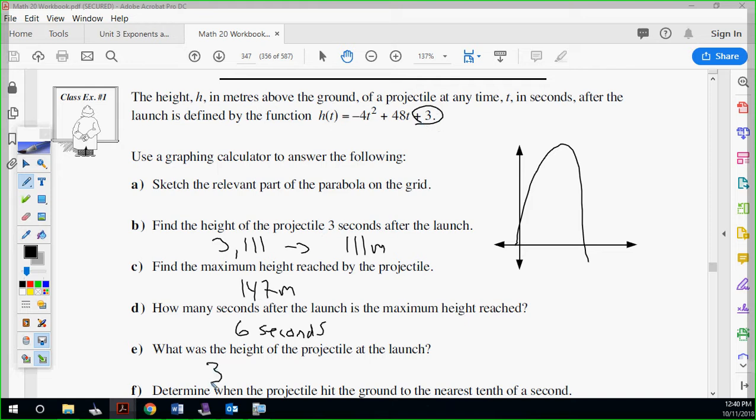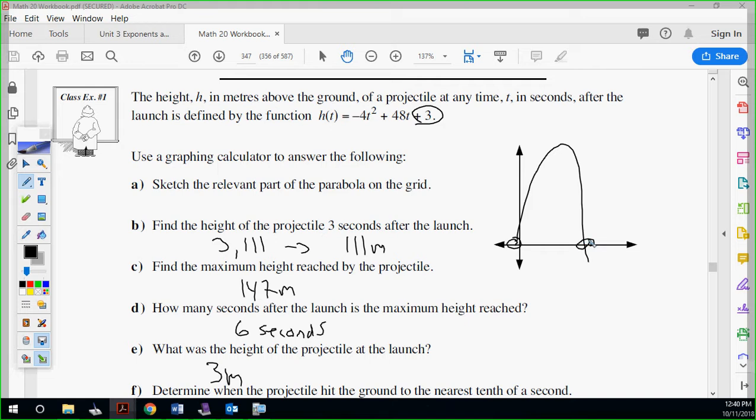3 meters. And then the last one says, determine when the projectile hits the ground to the nearest tenth of a second. Okay? A lot of people, when they do this the first time, they say, well, there's 2 answers. But we don't count this one because why? Yeah, because it's also in the negative time, which we don't count for, right? We're not going back to the future. So let's find this real quick.